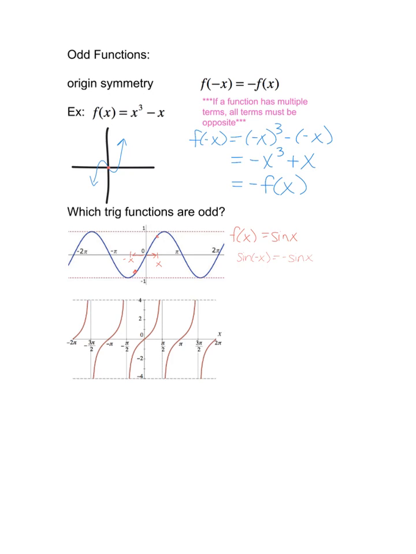And then kind of same thing down below here with tangent. Tangent's odd because it has origin symmetry, or if I picked any x value and looked at its opposite, I would get the opposite output. So if I'm going to try to simplify plugging negative x into a tangent function, I'm going to get the opposite as when I plugged x into the tangent function.